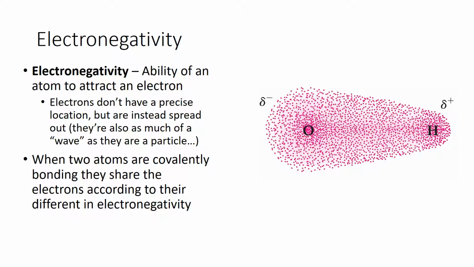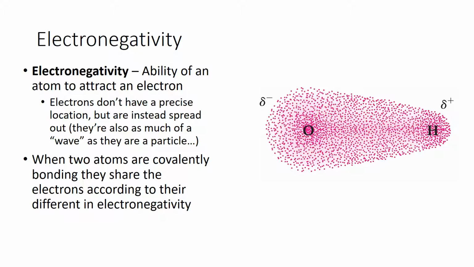And where the electron is going to be is determined by what we call the electronegativity. The electronegativity is how much a certain atom is going to pull on the electron. So oxygen is kind of a bully. It's a lot stronger and a lot more electronegative than the hydrogen. And so it's going to take more of the electron from it and leave the hydrogen a little positively charged, and the oxygen will be a little negatively charged.